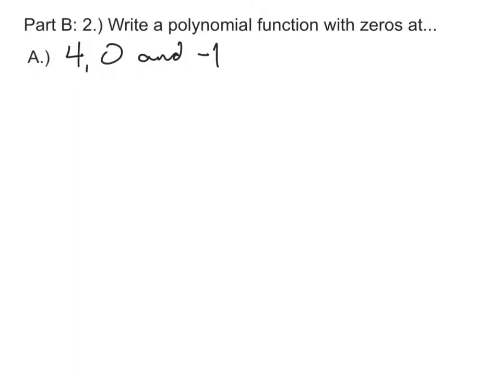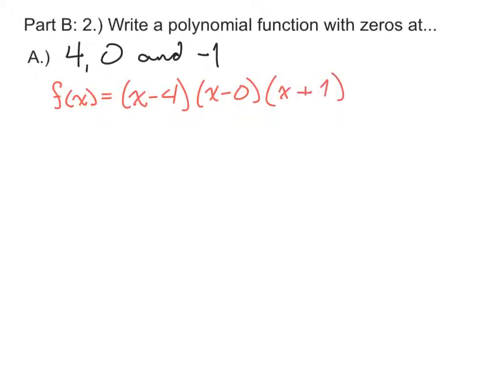For problem 2, we want to write a polynomial function that has zeros at 4, 0, and negative 2. Well, since it's a function, it should look like f of x or g of x, but it should have a name. And since we have 3 zeros, we're going to turn each of those zeros into its factor. If 4 is a 0, then x minus 4 is a factor. If 0 is a 0, then x minus 0 is a factor. And if negative 1 is a 0, then x minus negative 1 is a factor.